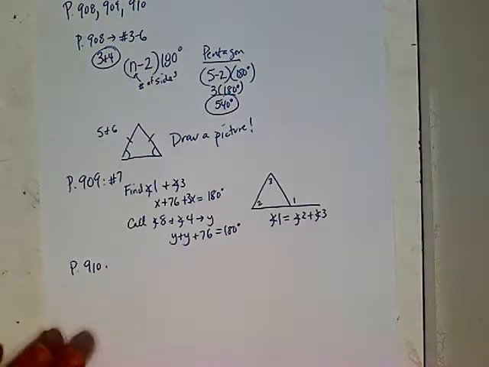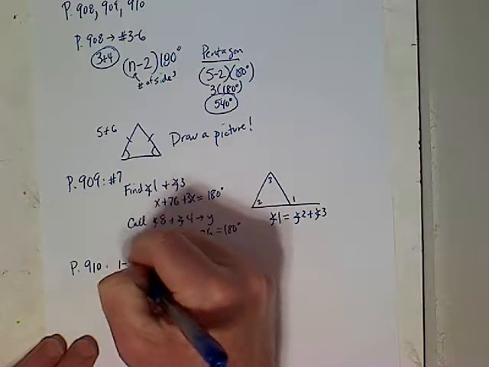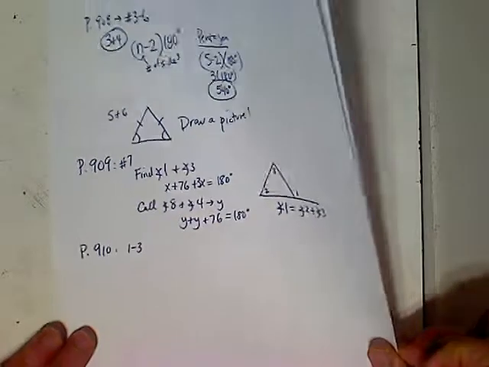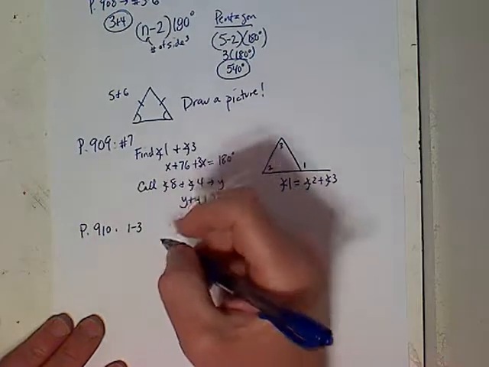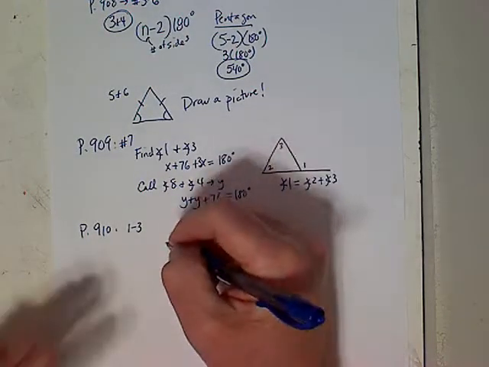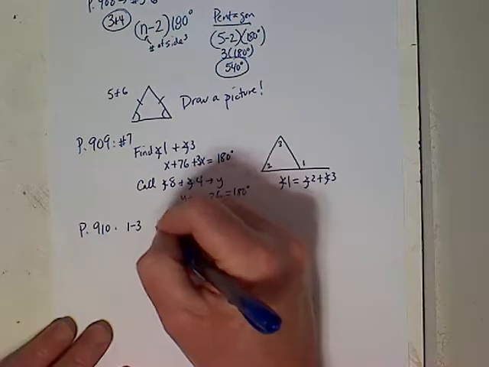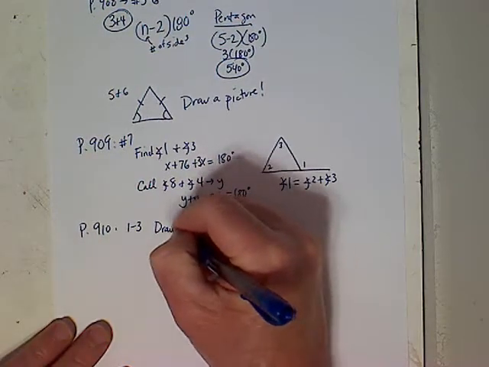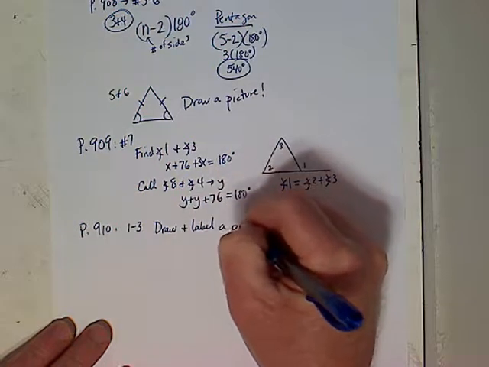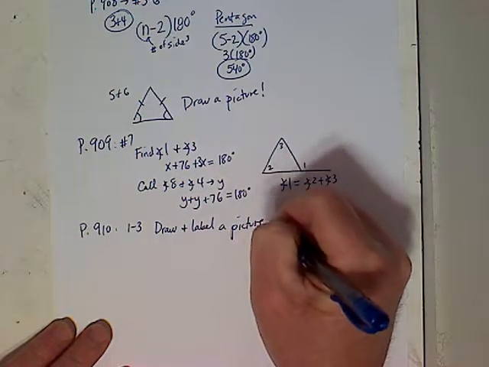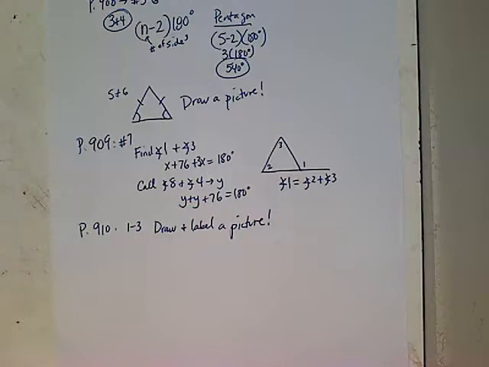Okay, last page, page 910. You're going to be doing numbers 1 through 3. Basically the key to doing page 910, 1 through 3, I really do think is when you're stuck, draw a picture and label what you have. I think you should do it even if you're not stuck. Draw and label a picture. That should be very helpful for you in order to find those missing parts.